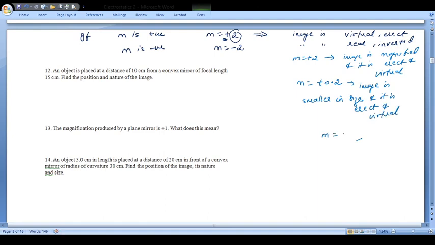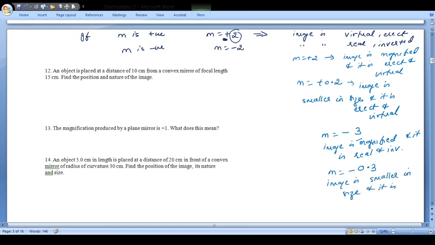If I say m is equal to minus 3, so what can you say? Is this image magnified? Yes, image is magnified and it is negative, means it is real and inverted. And if I say m is equal to minus 0.3, what does it mean? It will mean that your image is smaller in size and it is real and inverted.